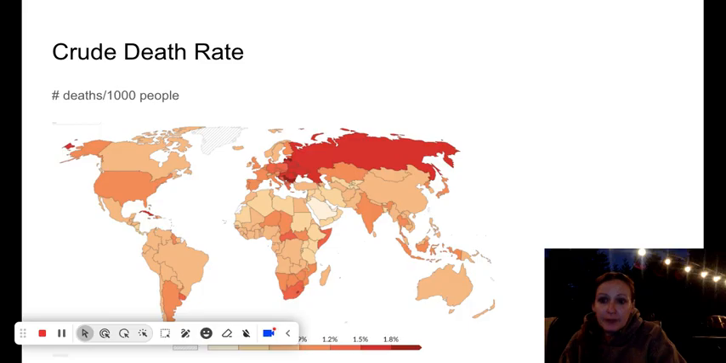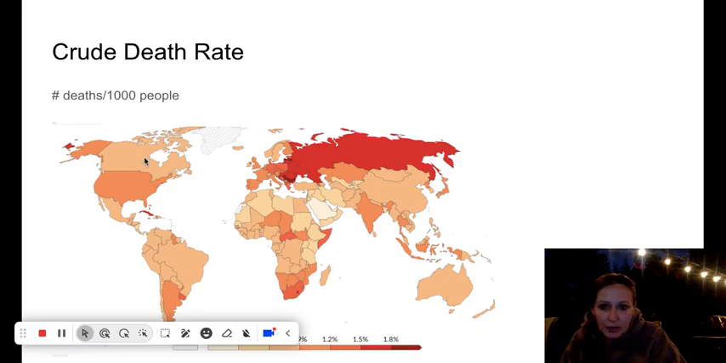Crude death rate is the number of deaths per 1,000 people. So if we look at this recent map, why are there so many deaths in Russia and this part of the world? It might be because of the war going on lately, right? That's been going on for a few years now. What's going on in Cuba, right? Why are those death rates so much higher?